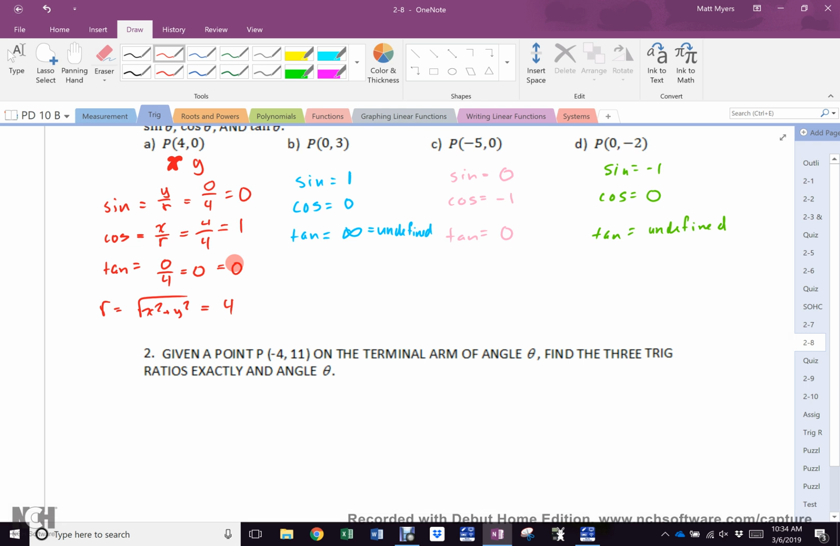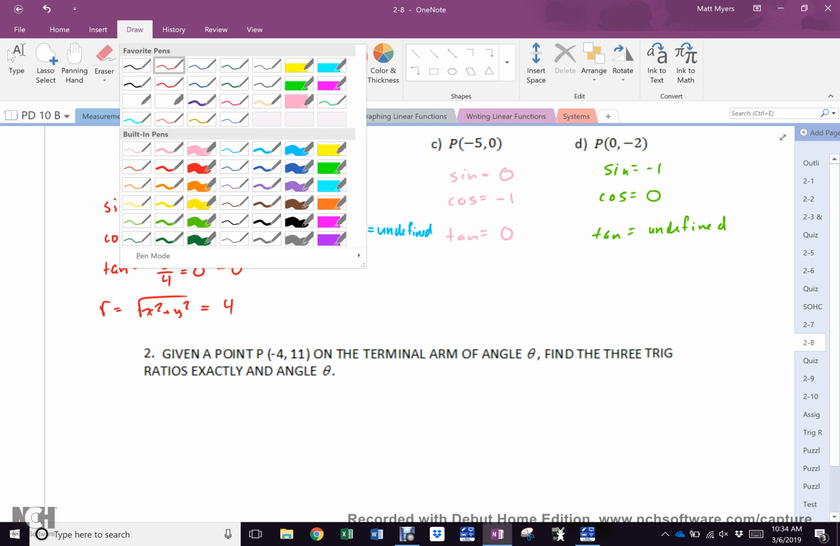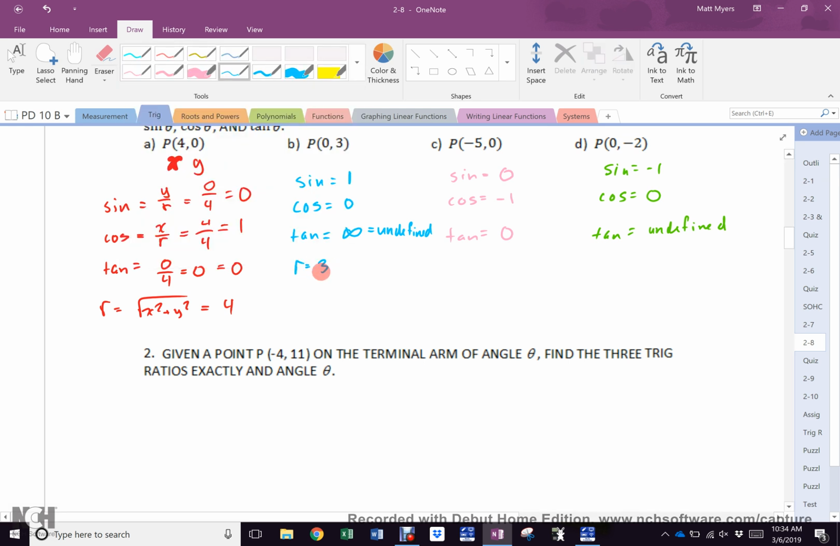Sine is y over r. Well, r is the square root of x squared plus y squared, correct? One of them's 0, so we don't even care about it. 3 squared is 9. Square root of 9 is 3. What does r equal? R equals 3. So sine is y over r, which is 3 over 3. Cos is x over r, which is 0 over 3. Tangent is y over x, 3 divided by 0, which cannot happen.